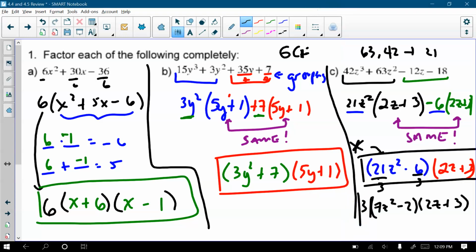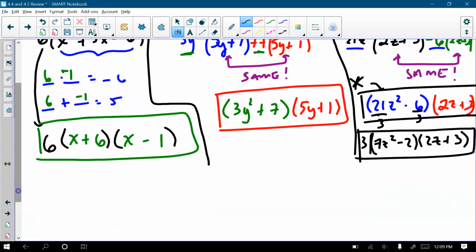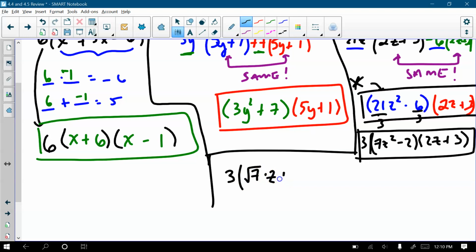The one that I was really not certain about if your teacher would want would be something like this, and now you're going to really groan because this is going to be an ugly answer. Or a beautiful answer, depending on how you look at it. Another possible answer could be root 7 times z plus root 2, and then the conjugate, root 7 times z minus root 2, and then times the 2z plus 3. So the reason I did this one was because of the difference of two squares.